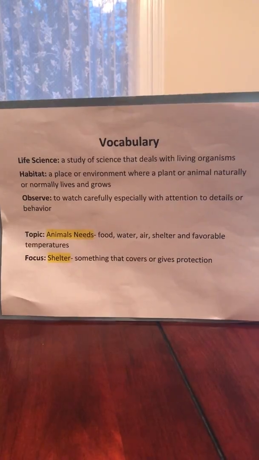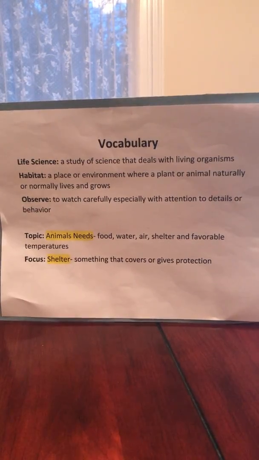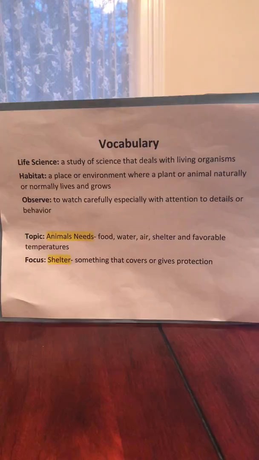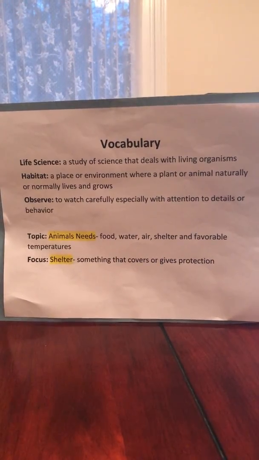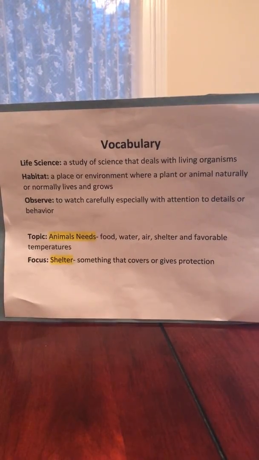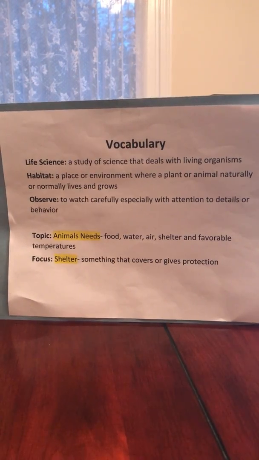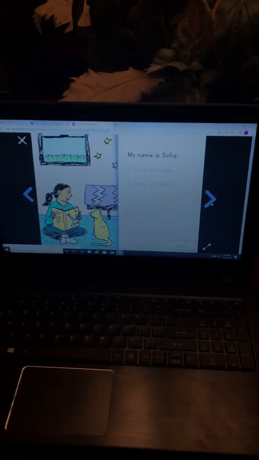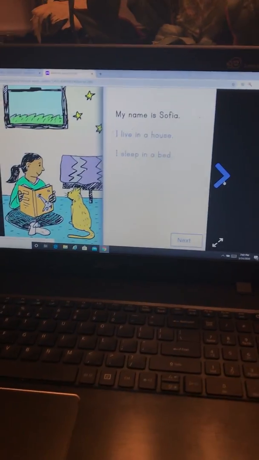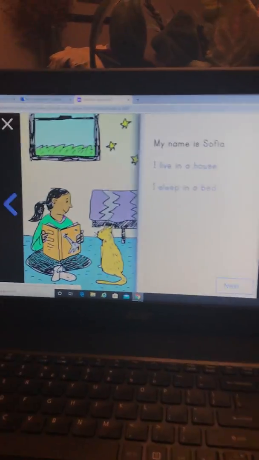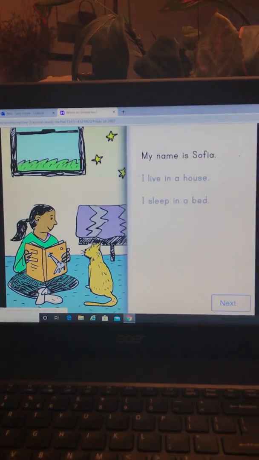The topic I've chosen is animals' needs, and those would include food, water, air, shelter, and favorable temperatures. But our focus point is going to be shelter, something that covers or gives protection. A synonym for shelter would be home, which is where we live inside of a home, which is our shelter and protection. I'm going to be using a story with Mystery Science, which is a read aloud that I would like for you to also kind of read along with me. We will do an extension activity at the end as well.